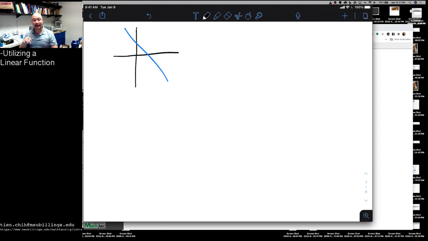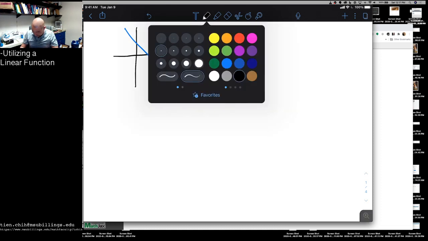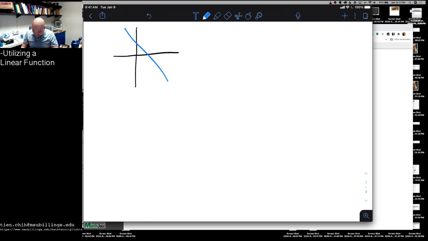So let's go ahead and just do a few examples of this. First, let's give this linear function some sort of form. Let's say it's minus 2x plus 5.